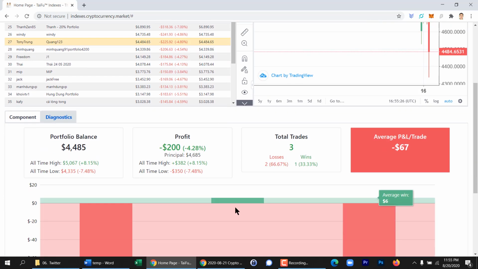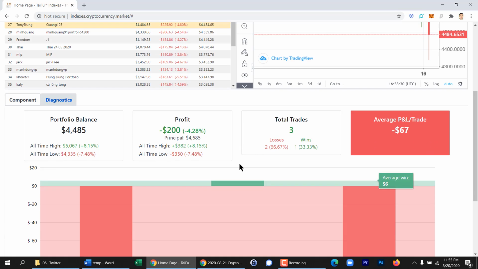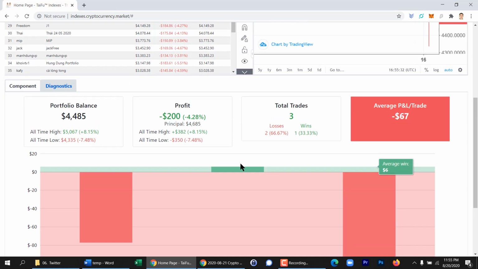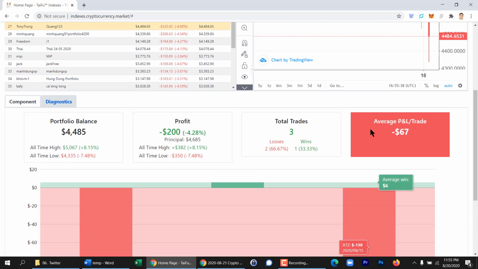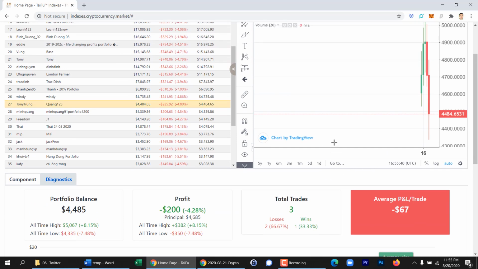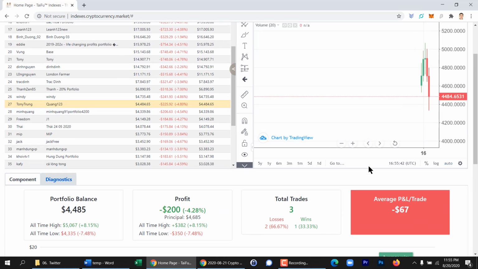What happened here? This trade is a loss within 3 trades. What happened here? So this trader, what happened? This is the first losing portfolio I've seen where it's down 200. Okay.